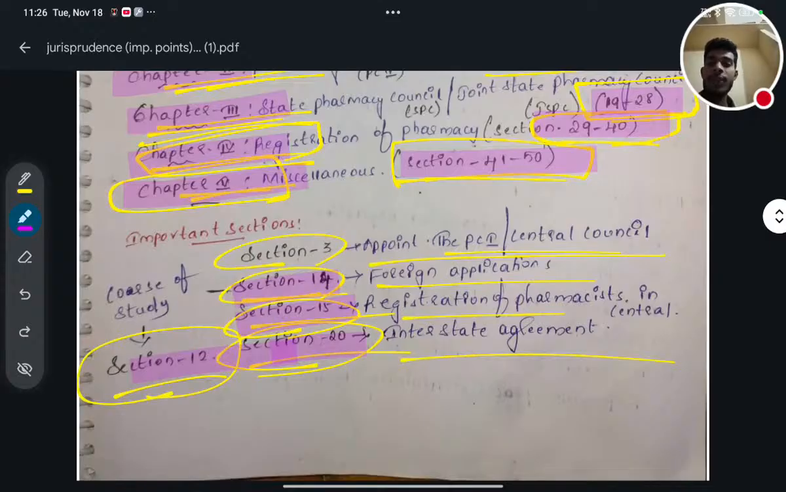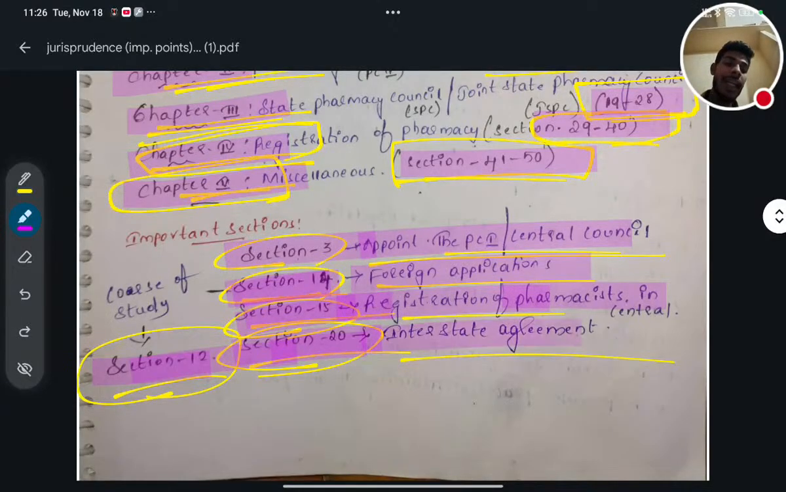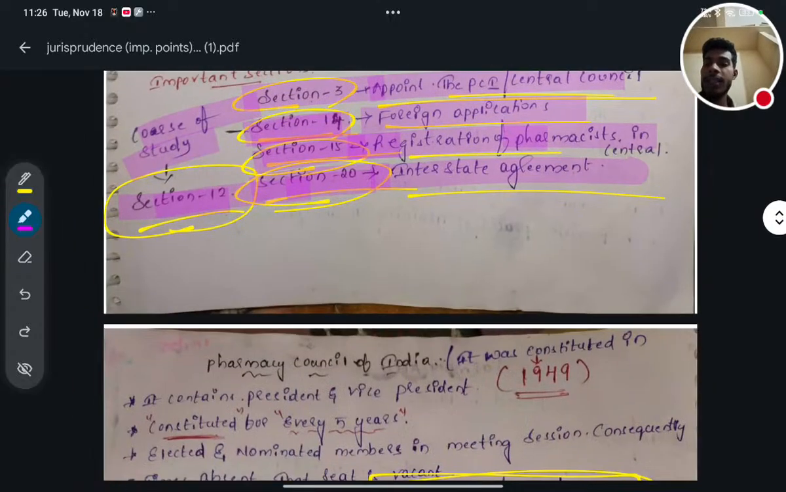After that, you have to remember some important sections, such as section 3, section 14, 15, 20 and 12. In section 3, you will see the appointment of the PCI and Central Council. In section 14, you will see the foreign application. In section 15, you will see the registration of the pharmacist in Central, and in section 20, you will see the interstate agreements. In section 12, you will see the course of study.